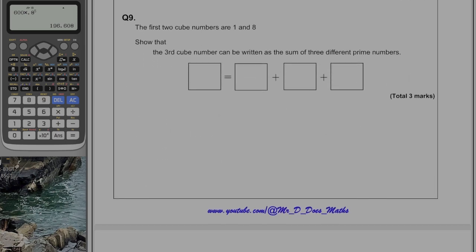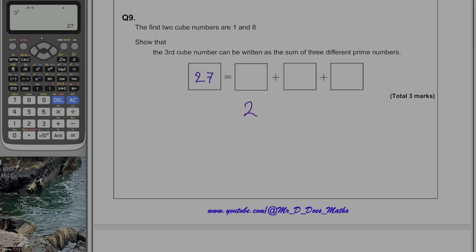Right, question 9. The first two cube numbers are 1 and 8. Show that the third cube number can be written as the sum of 3 different prime numbers. Okay, so the third cube number is 3 cubed, which is going to be 27. Right, so we need three prime numbers that add together to make 27.